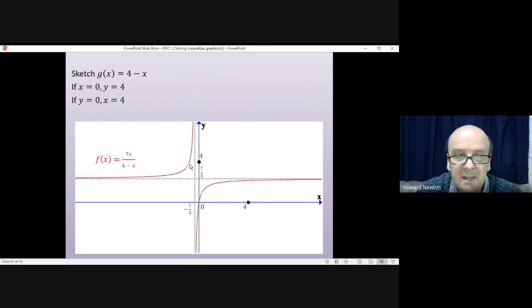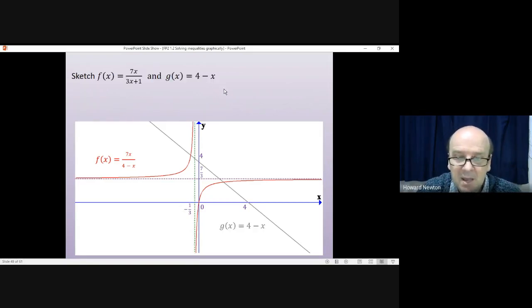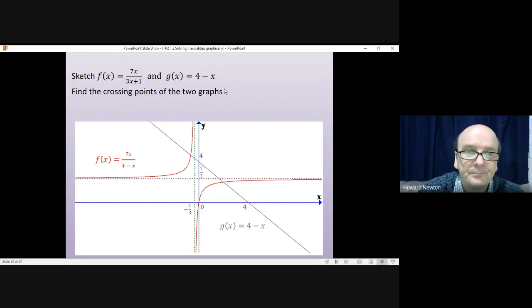That will be here and here. Then we can draw the line. It'll cut through both of those. Then we'll give it a label. So there we have g of x equals 4 minus x.